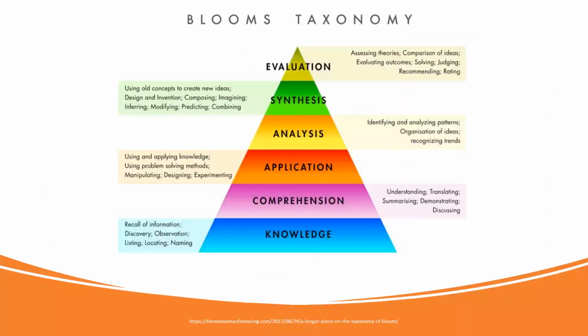In ascending order of complexity, we have knowledge, comprehension, application, then analysis, synthesis, and evaluation. So knowledge involves recalling or recognizing facts, information, or concepts. It would include remembering specific details or terms, definitions, basic concepts. Following knowledge, the categories were presented as skills and abilities.